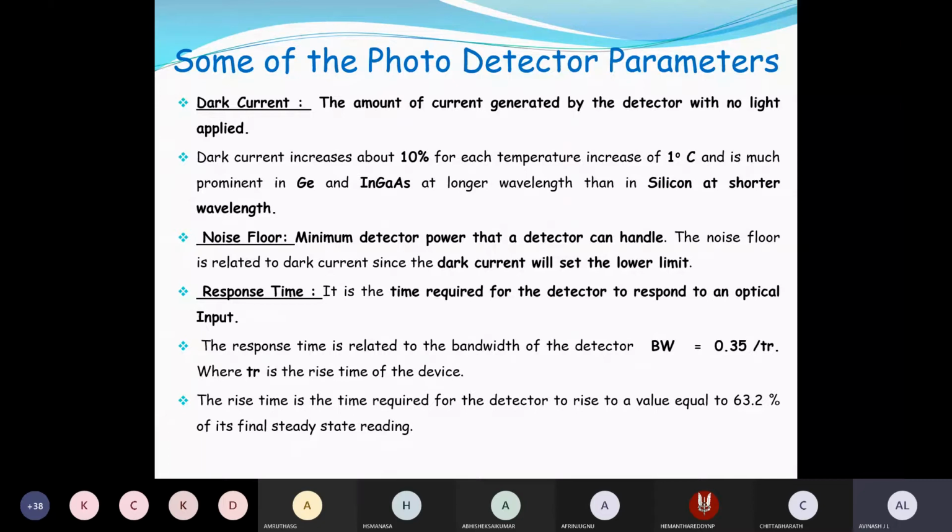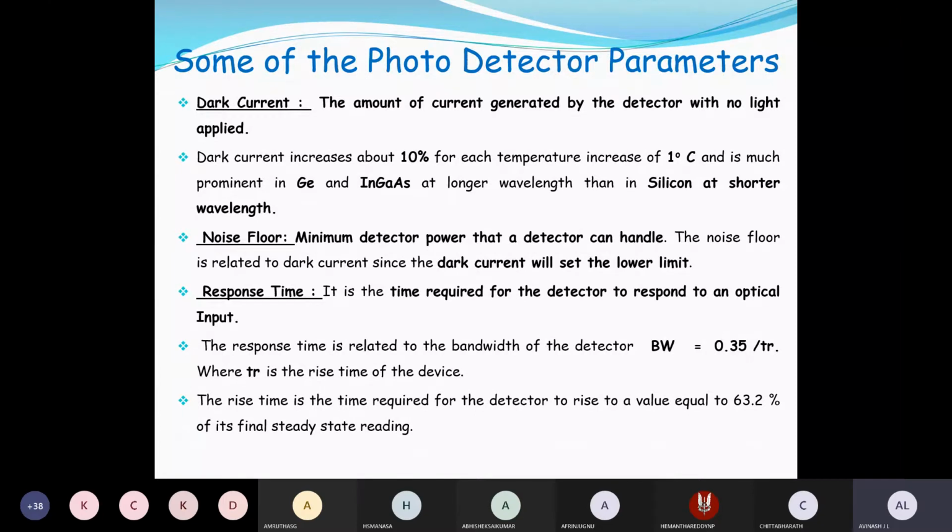So a dark current increases by 10% for each temperature increase of 1 degree Celsius. So if the temperature of the semiconductor goes 1 degree higher, the dark current is increased by 10%. It is much more prominent in germanium and indium gallium arsenide, because in semiconductors, when the temperature is increased, the movement of electrons and holes will be very high. So that is why it will produce the dark current. So that is exactly the meaning.